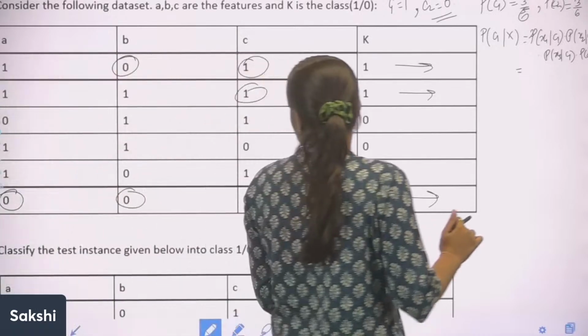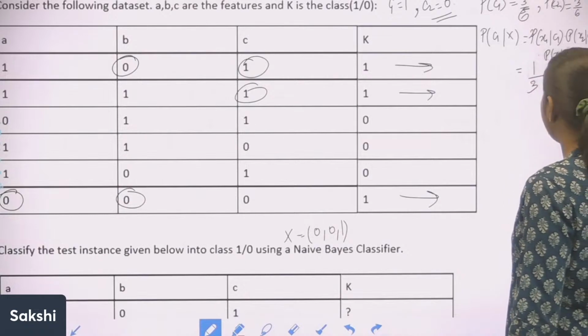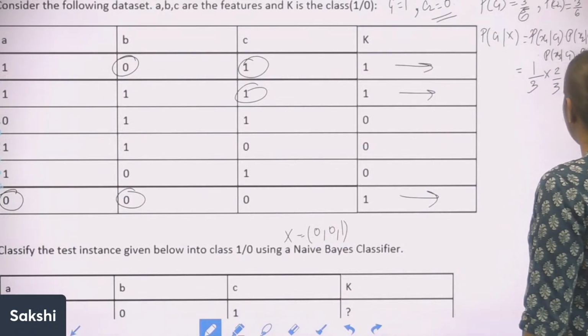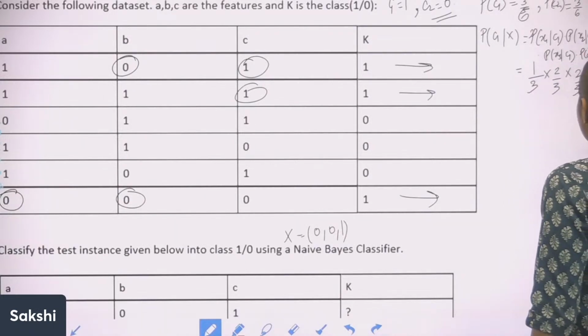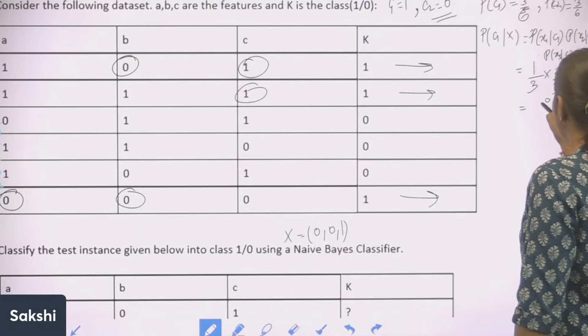So now you can write down all the probabilities together. This probability would become 1 by 3, this probability would become 2 by 3, and then 2 by 3, and then 3 by 6, that means 1 by 2. Can I write down this as 1 by 2? So 2 and 2 get cancelled. It would become 3 3s 9, 27. 2 by 27 is the probability.